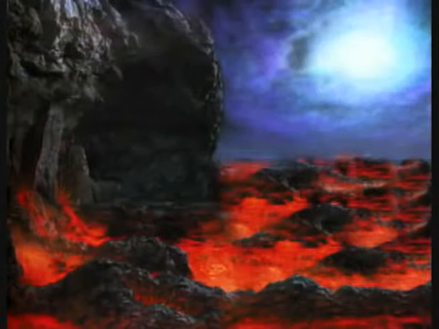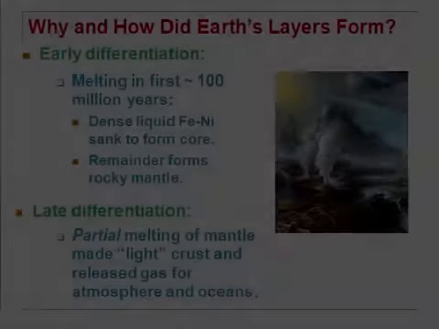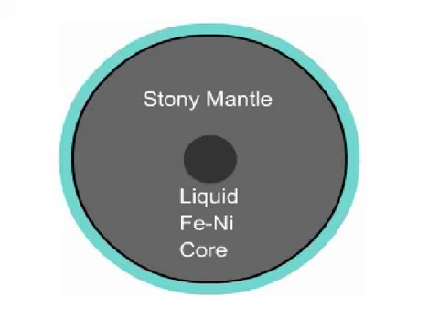There is nothing here that you would recognize as the Earth as you know it. In these early stages, geologists have divided this time into two differentiations, early differentiation and late differentiation. The first 100 million years is called the early differentiation. During this time, two things happened.